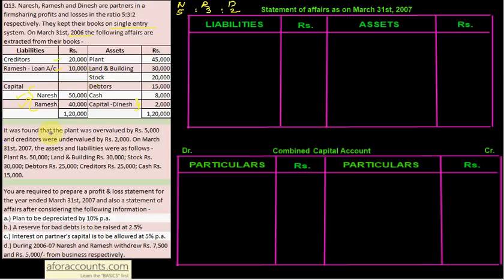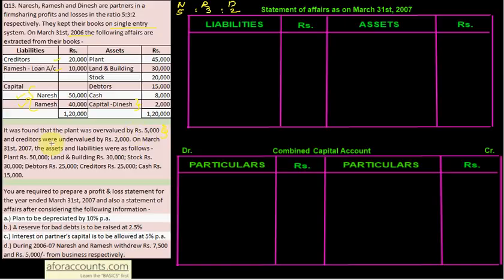Now it was found that the plant was overvalued by 5,000. So tell me, यहाँ का plant 45,000 है और हम बोल रहे overvalued by 5,000. Will in closing statement of affairs you will subtract it? No, we will write the amount given and use this information in net profit after adjustment. Just mark and keep it. Don't make any changes for statement of affairs. We don't consider additional information until and unless it is bang on for your statement of affairs.